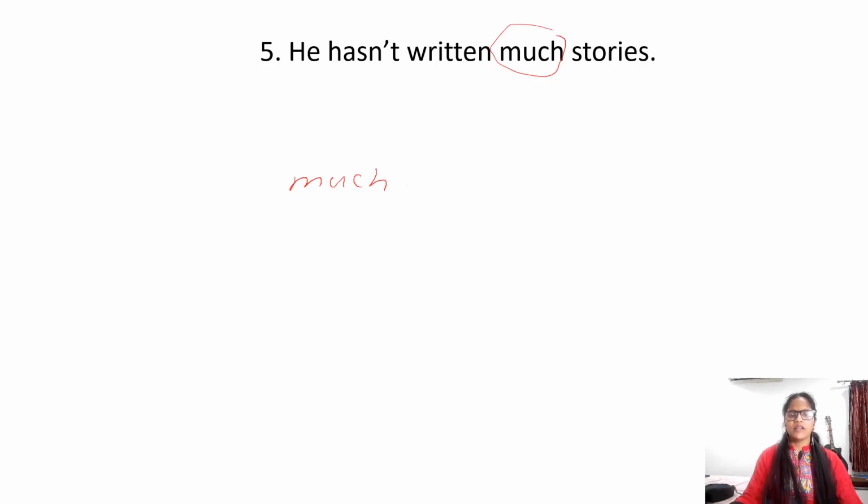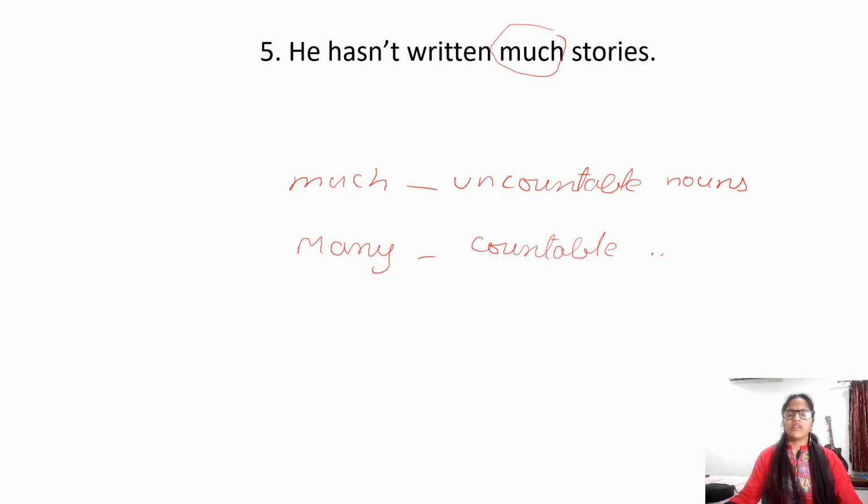Next one, she hasn't written much stories. Here much is used for uncountable nouns. Now what is used for countable nouns? It has to be many. Many is used for countable nouns. Now here, stories. Is it a countable or non-countable noun? It is a countable noun because we have the plural form of story. So a countable noun takes many, not much. So the answer here is many. He hasn't written many stories is the correct answer.